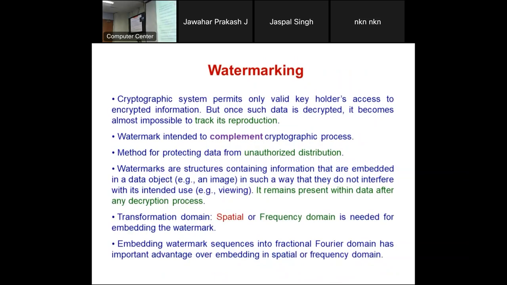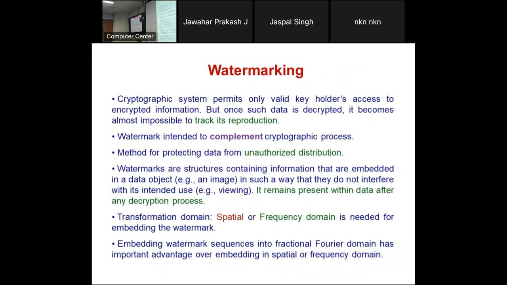So what do we mean by watermarking actually? First of all, in the currency notes you can see the watermarks, the photo of Mahatma Gandhi, or the currency amount written, 500, 1000, like that. So watermark is a technique which complements the cryptography.